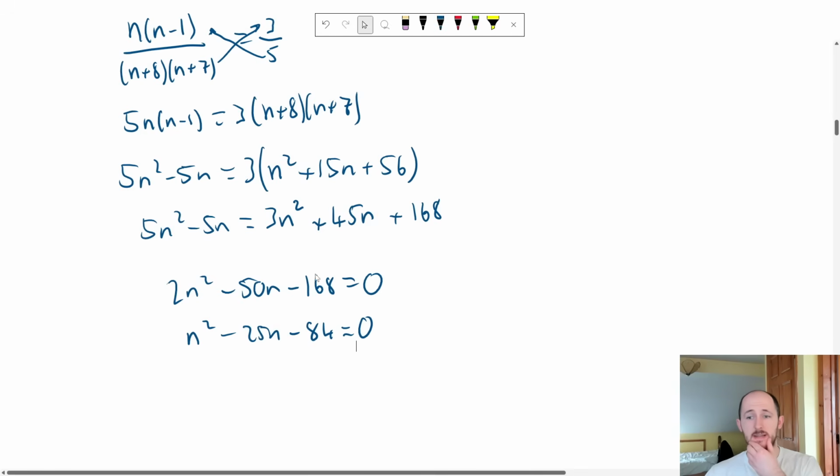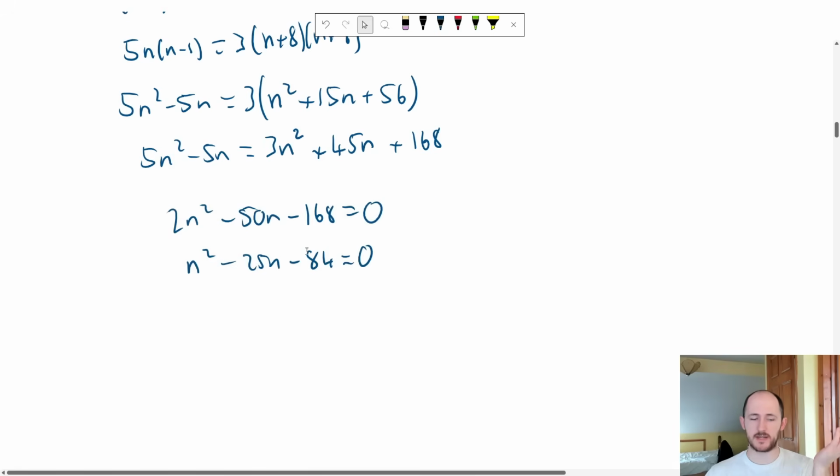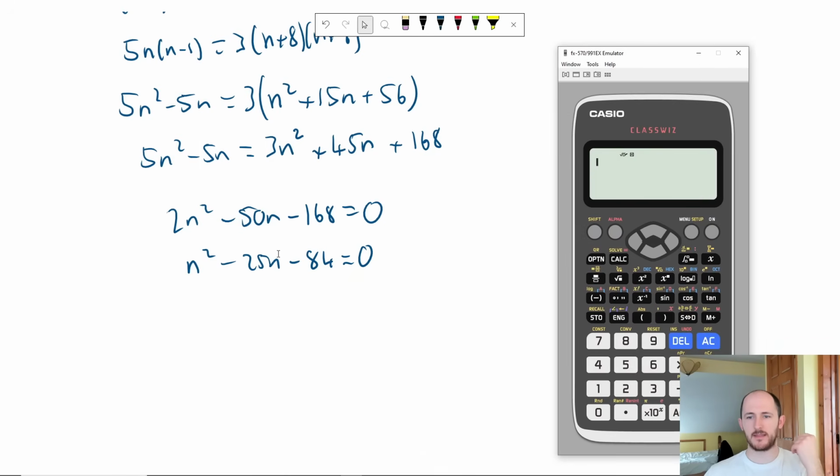Now, in your exam, I wouldn't bother factorizing. I would just use the quadratic formula personally, or the button on your calculator which does it for you. So either the quadratic formula or using this button. The reason is because what if it can't be factorized? You don't want to waste your time. You want to be as quick and efficient as possible. So I know this one can be factorized to, what, minus 28 and 3, but either way.